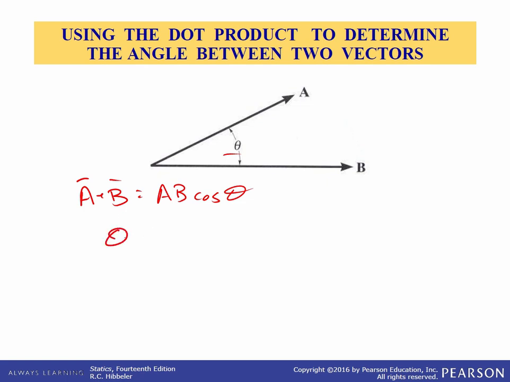We can solve this for theta. So theta is the inverse cosine of a dot b over the magnitude of a times the magnitude of b.